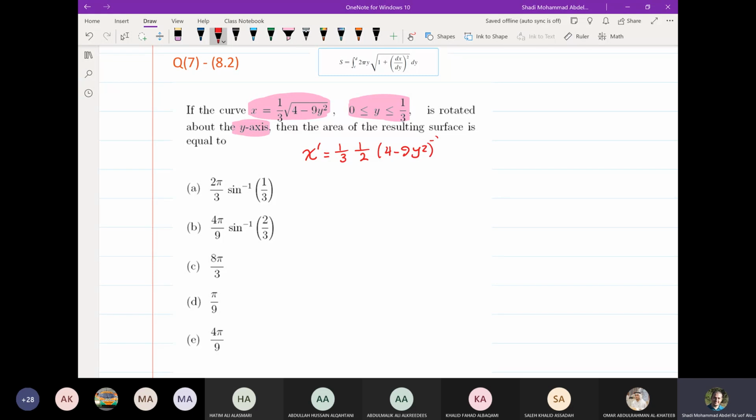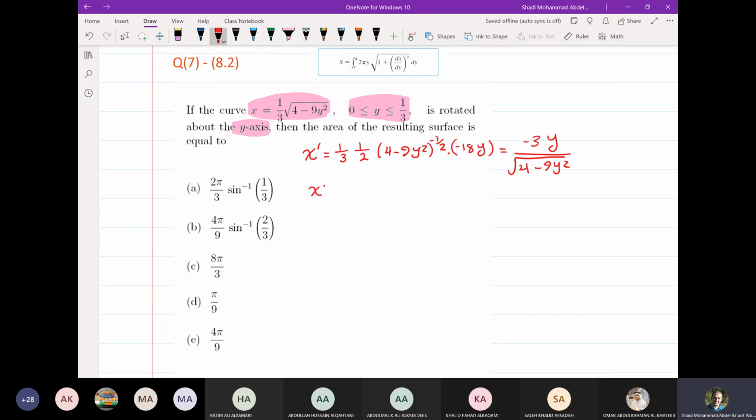to the power minus half, multiplied by, of course we use the chain rule. Yeah, we use the chain rule. Minus 18y. Try to simplify it. This is 1 over 6 with the 18, so it will be minus 3y, and this root to the power minus half, take it down, it will be the root of 4 minus 9y squared. It's important to simplify it because once you simplify it, you will get everything clear.